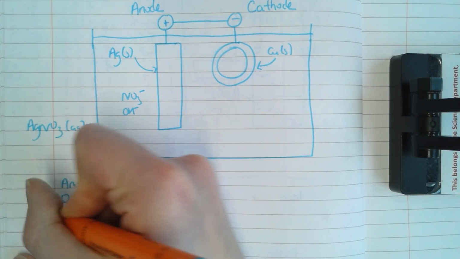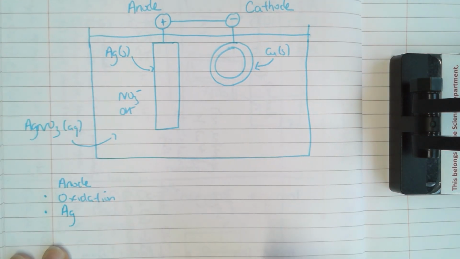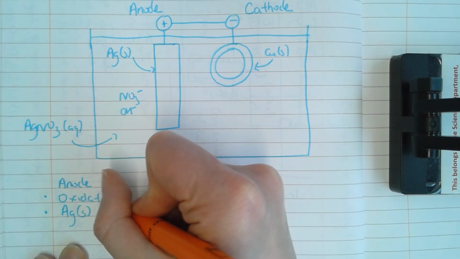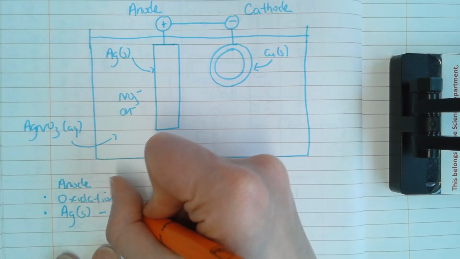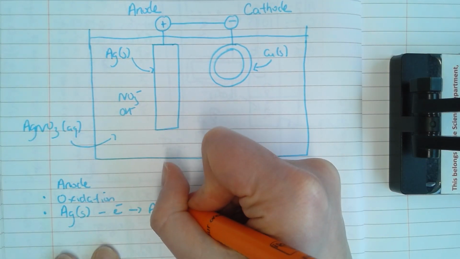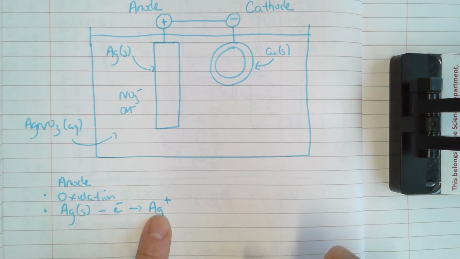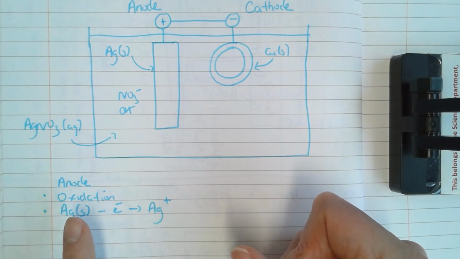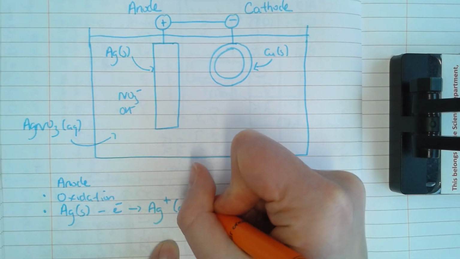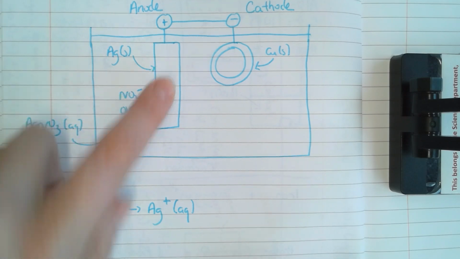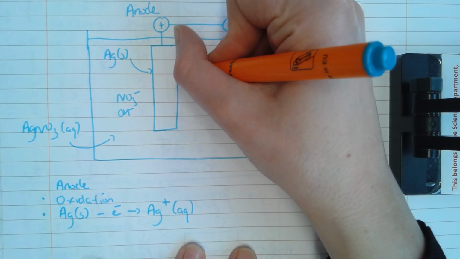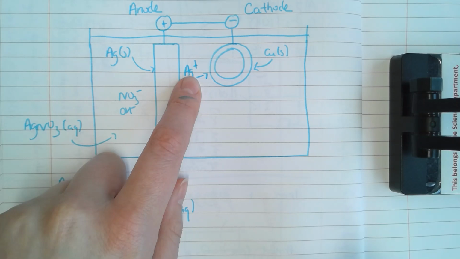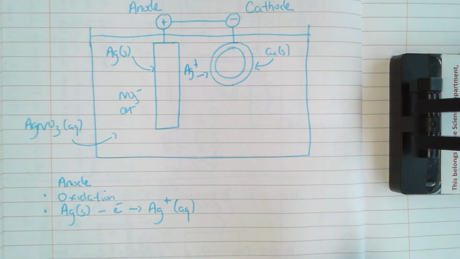To show that silver is going to be oxidized, I'm going to write myself a half equation. It starts off as silver, which is a solid. It's oxidized, it loses one electron, not two like copper, it just loses one. And when it loses an electron, it becomes silver with a positive charge. Just like we saw with copper, as soon as it becomes an ion, the state symbol will change. It is no longer solid, it is now going to be aqueous. Those silver ions that we form are going to migrate over to the cathode. The positive silver ions will be attracted to the negative cathode.